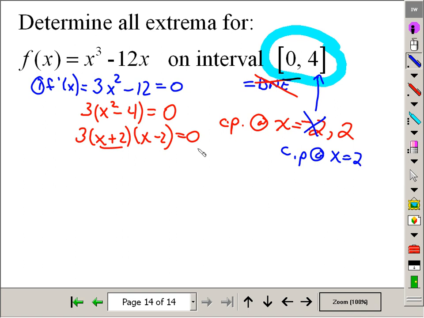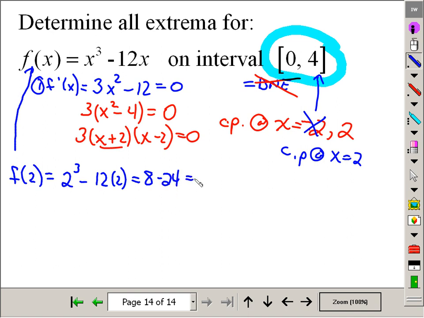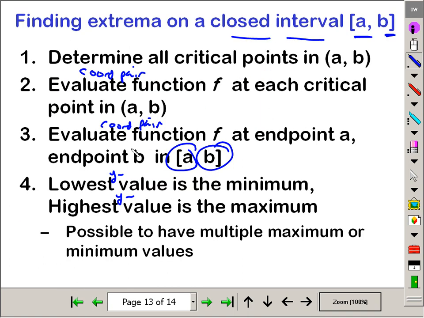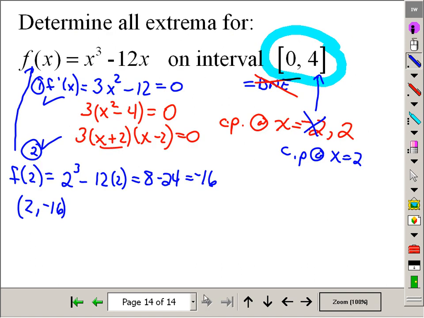Step 2, evaluate the function f at each critical point in AB. So what we're going to do here is figure out f of 2. And again, we're plugging it back into the original function. This becomes 2 cubed minus 12 times 2, which is 8 minus 24, which is negative 16. So that tells me I have a point at 2, negative 16. And that's step 2. So step 1 is done. Step 2 is done. Step 3, evaluate the function at the endpoints.